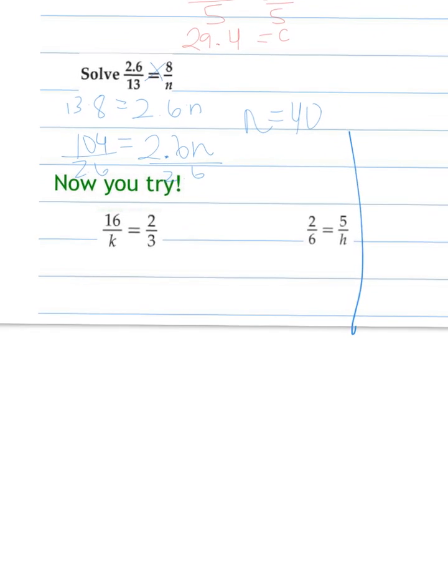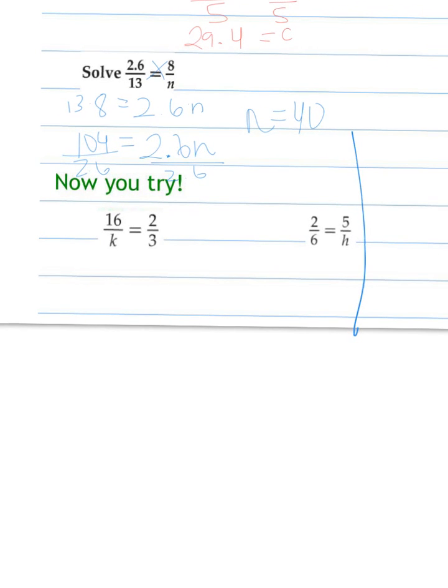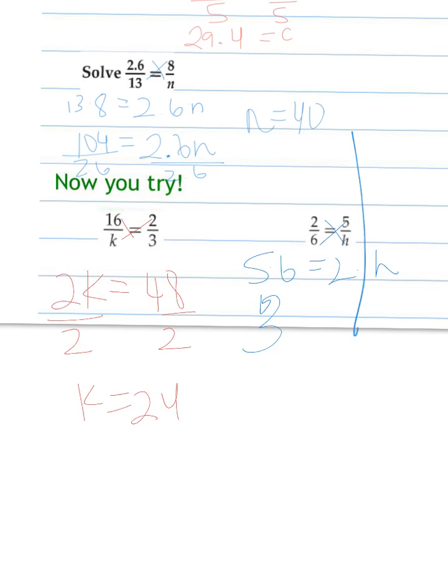All right, two for you to try on your own there, and then come back and check. All right, do my cross products. So 2k equals 3 times 16, which is 48. Divide by 2. K equals 24. Next one. 5 times 6 equals 2 times h. 5 times 6 is 30 equals 2h. I know 2 times 15 equals 30, so we divide by 2. H equals 15.